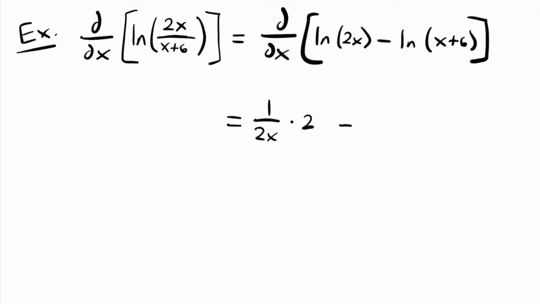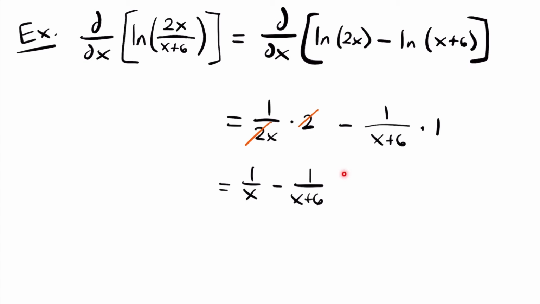And then we will subtract the derivative of the natural log of x plus 6. And so we'll start by taking our inside function and putting it under 1. So we'll have 1 divided by x plus 6. And then we will multiply by the derivative of that inside function, which in this case is just going to be 1 because the derivative of x is 1 and the derivative of 6 is 0 because 6 is a constant. And so then if we simplify, these 2's will cancel out, and this will be equal to 1 divided by x minus 1 divided by x plus 6.